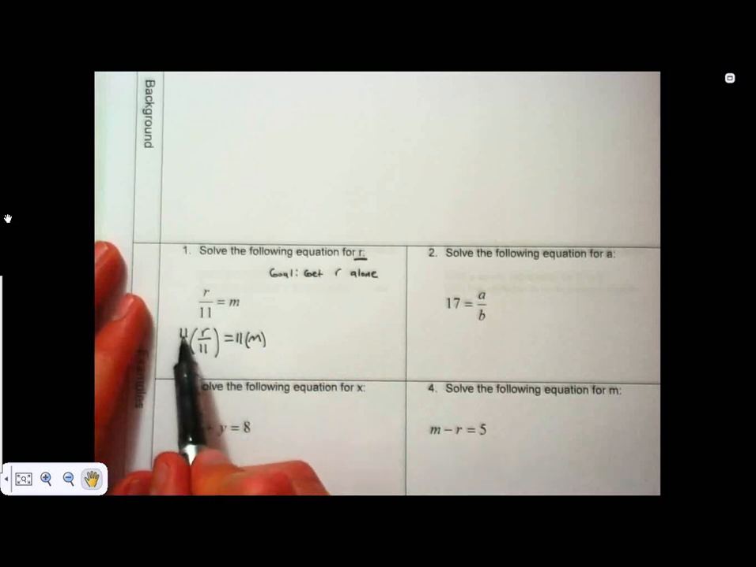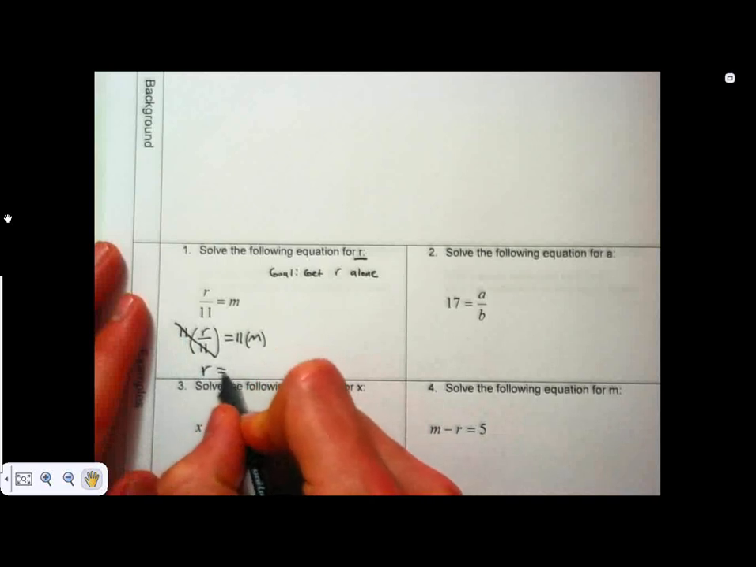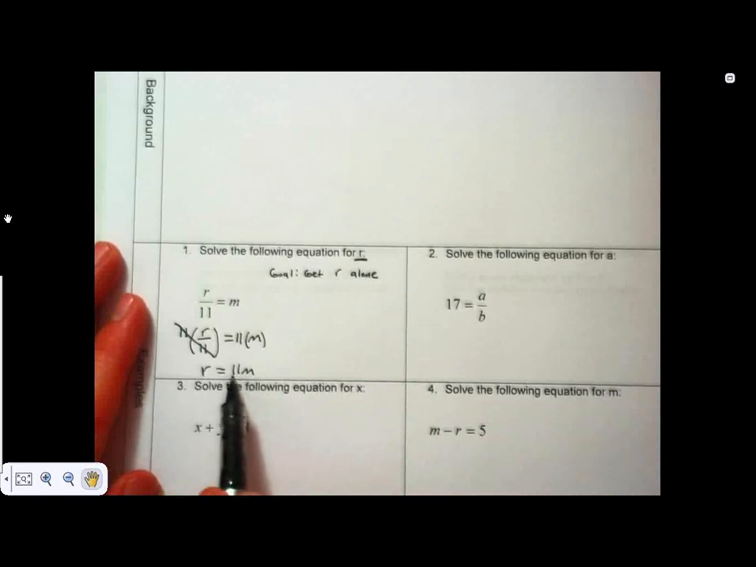And then notice what happens. When I multiply something by 11 and then divide by 11, that just means the 11s will cancel out. And all that's left is r equals 11m. Now, for some students, that seems like a very unsatisfying answer because we don't know what number r stands for. But the point in these problems is simply to solve the equation for r. In other words, to get it alone. And as long as we have an expression on the other side and r is alone, mission accomplished. So this is our answer.